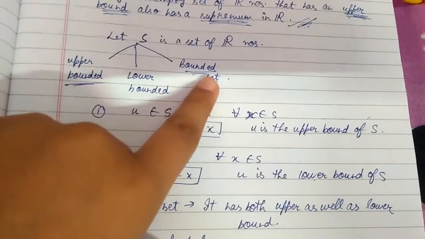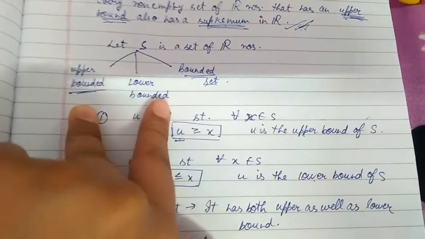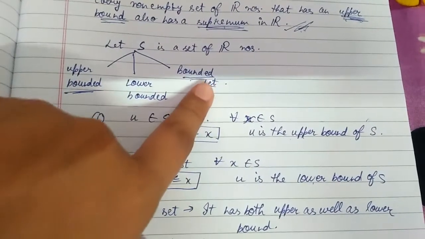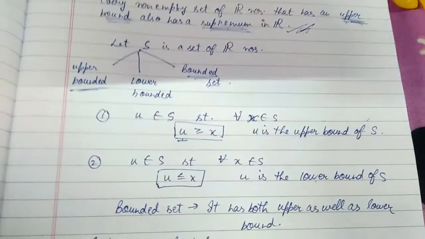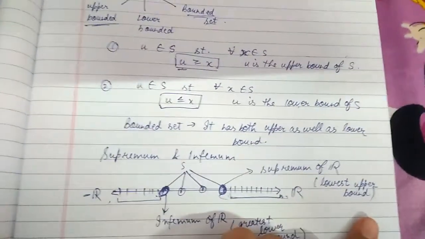And the third one, the bounded set. The bounded set is nothing but a set that has both of them. Like if a set is bounded above and it is bounded below, then the set is known as a bounded set. So now let us talk about some important terms, that are supremum and infimum.